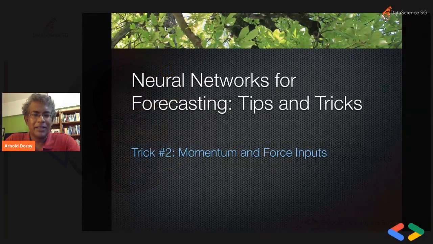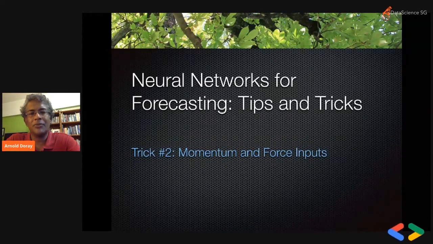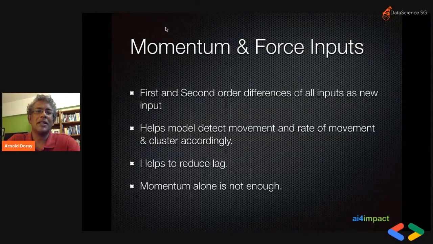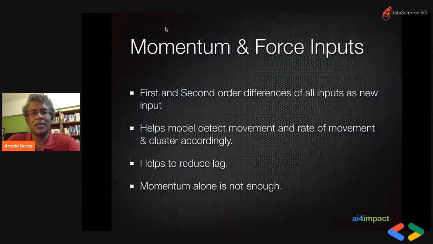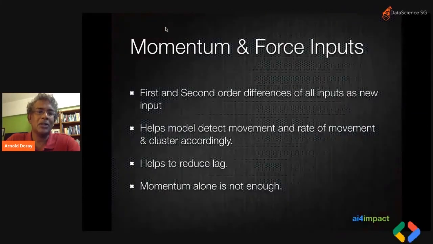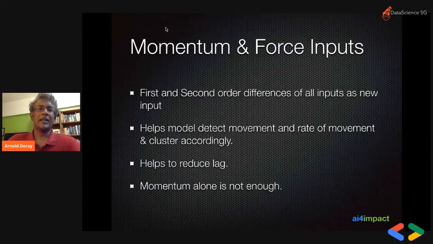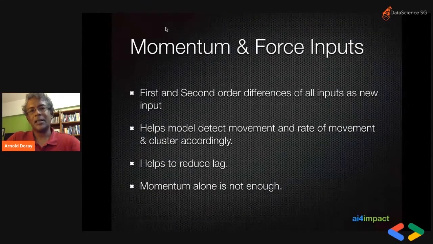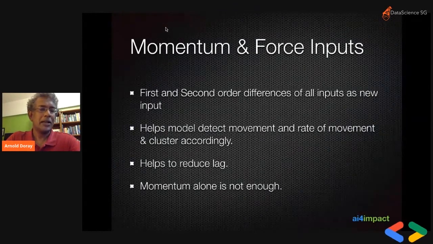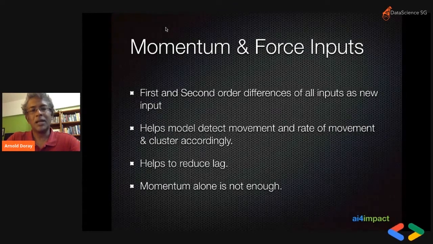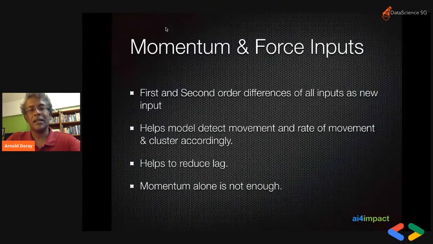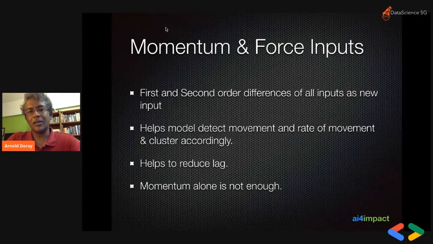My second trick is to use something called force and momentum as inputs. In other words, I want to just have the first and second order differences of all the inputs as new inputs into the model itself. So the idea is that by putting in the first and second order differences, you can detect movement and rate of change, and you can actually cluster a lot better. This also happens to help reduce lag. You have to use both first and second order differences and not just the momentum alone.